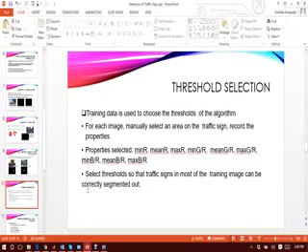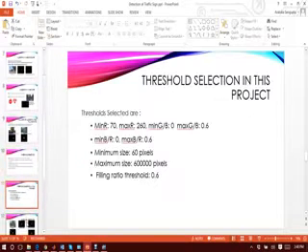The threshold selection is done so that the training data is used to choose the thresholds of the algorithm. For each image, manually select an area of the traffic sign and record the properties. The properties are mostly the minimum, the lower and the upper boundaries of the red, green and blue components, as well as the mean of the ratio of the green to red component and the blue to red component. So we select the threshold so that the traffic signs in most of the training images can be correctly segmented out.